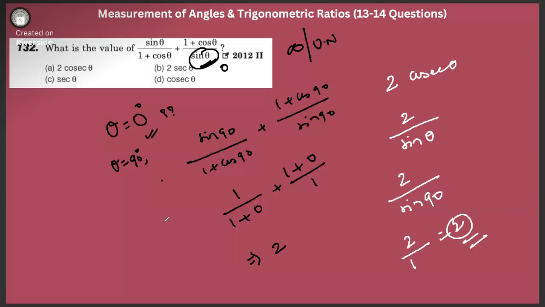We check for any other options. It won't give us 2. So we will go ahead with the first option as your answer. The other one will again be undefined. This one will fetch us 1.